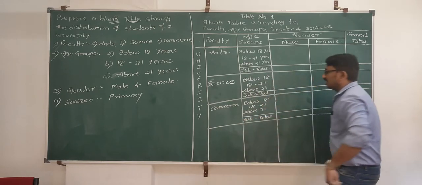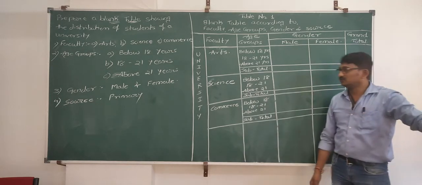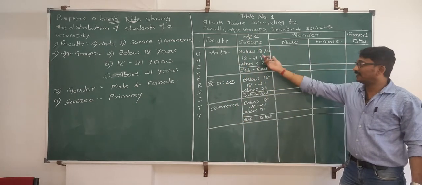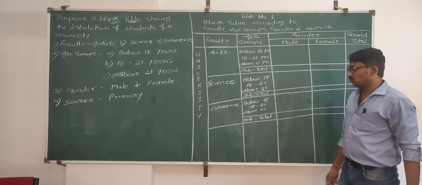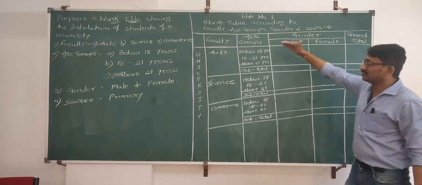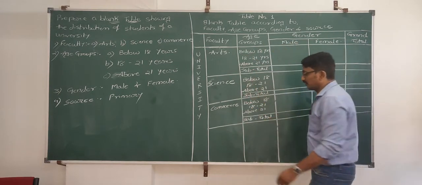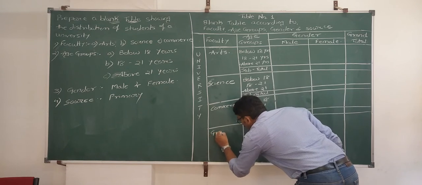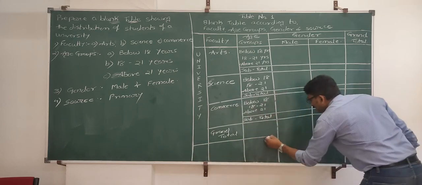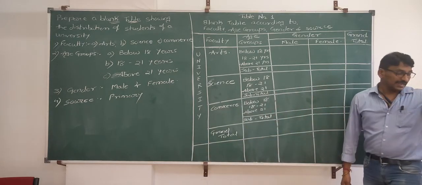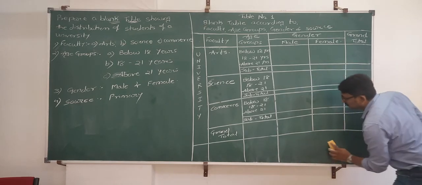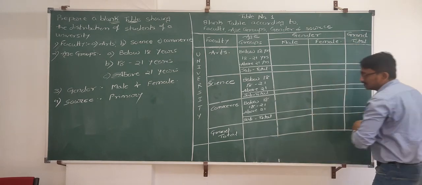Now check, is there any other faculty remaining? No, only 3 faculties are given. We have taken all the 3 faculties. Accordingly, we have taken all the age groups also. Everything is over. Now prepare your grand total at the end. After finishing all the faculties and age groups, here also we have to write grand total. Means on both sides of the table there must be a grand total column and a row. This is the grand total column, this is the grand total row.